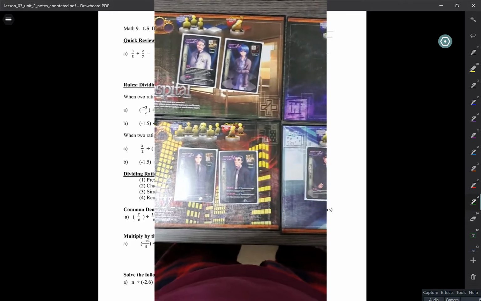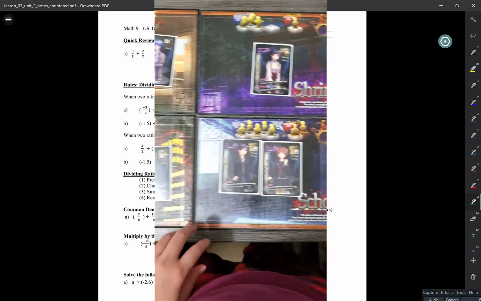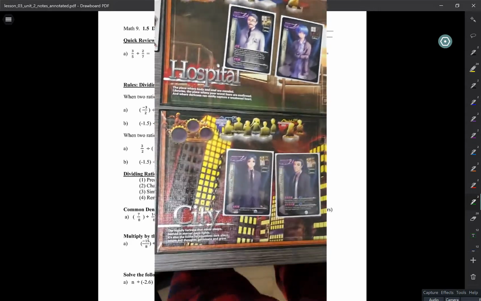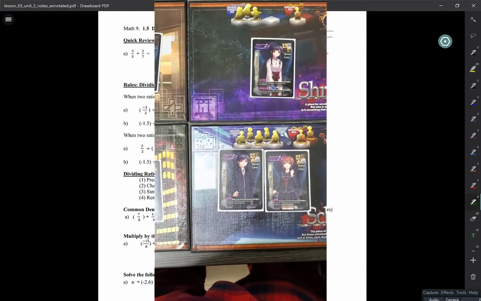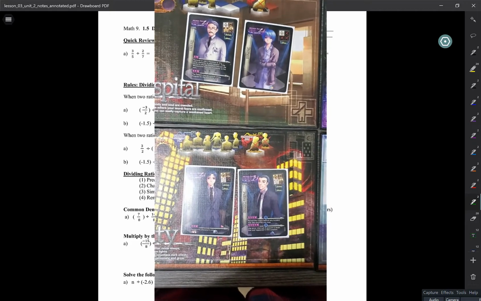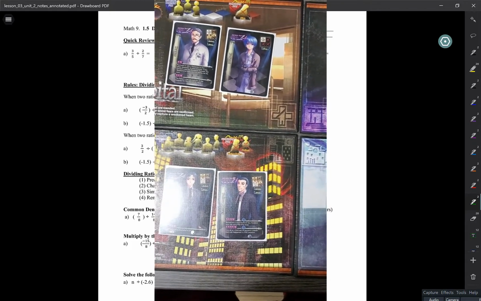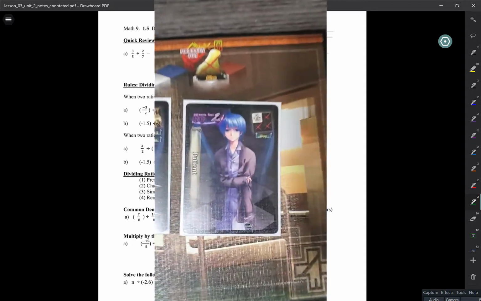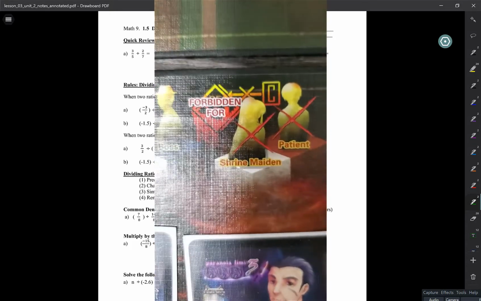Here's the board. It looks very pretty. It's got 4 separate boards of 4 locations. As you can see, we have the hospital, the city, the shrine, and the school. And notice these characters. There are some characters here at these locations, and they can definitely move around into the locations, but there are some restrictions. For example, this patient over here isn't allowed to move into the shrine, the school, or the city. Basically, he's stuck in the hospital.